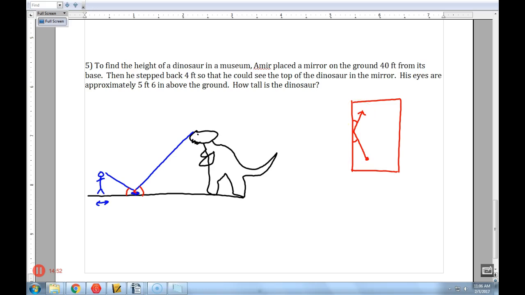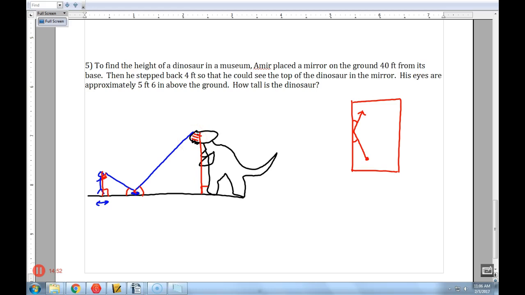So I know that these two triangles are similar because we have a perpendicular line over here. Hopefully I'm standing straight, that's perpendicular. And since we have two angles that match, the third angle has to. So I now have similar triangles and I can use proportions.